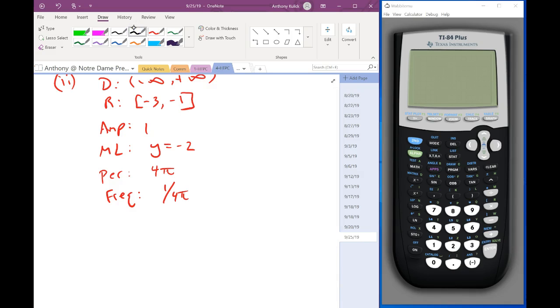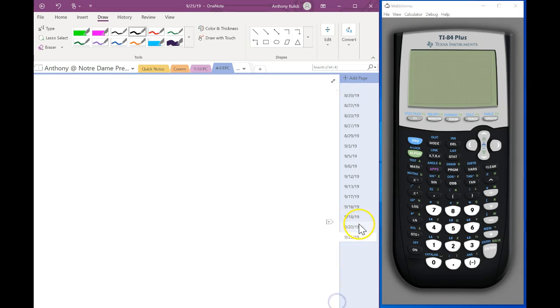All right. Let's now take an example of doing the reverse. What if I give you a graph and ask you to come up with an equation?